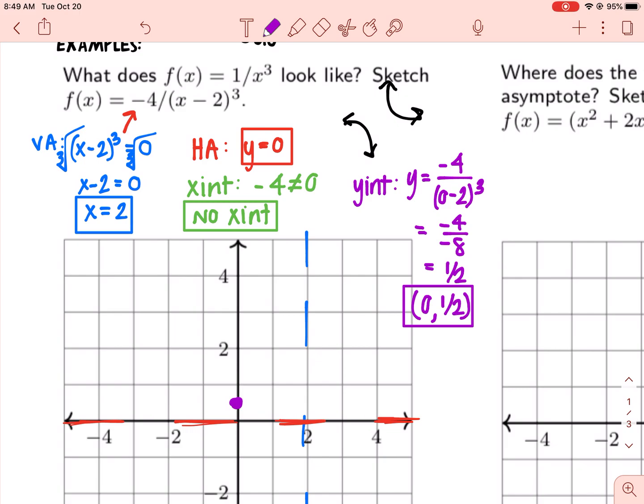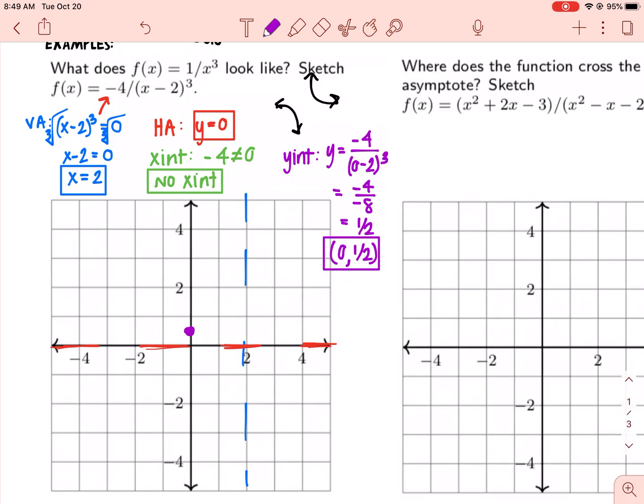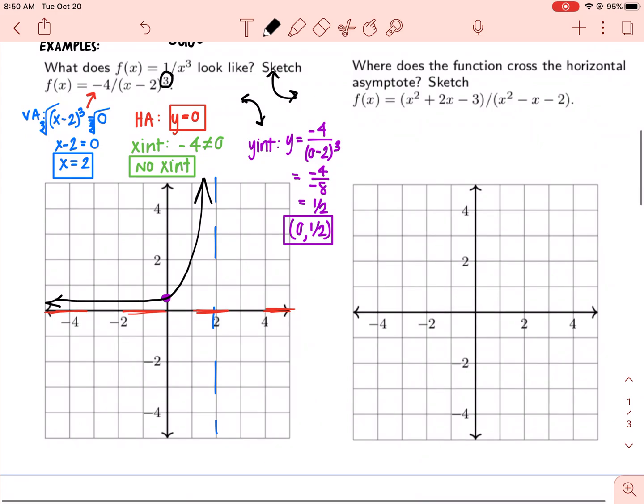And kind of looking at it, I think I could get a curve that looks like so. Right, it hugs that asymptote. Looking at the power of that denominator, my vertical asymptote, I see it's a power 3, which is odd. Since it's odd, I can expect to see the graph go like so.